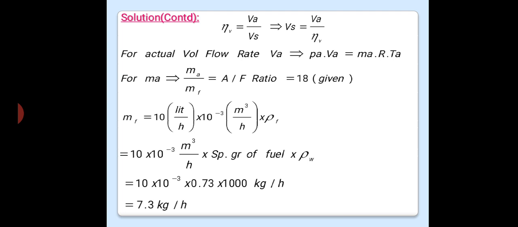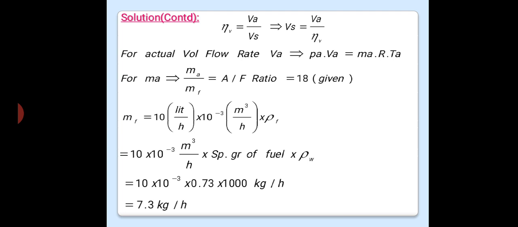Now for calculating mass of air, they have given the air fuel ratio, and we have to calculate mass of fuel consumed. Once you know the mass of fuel consumed, you can substitute the mass of fuel consumed and air fuel ratio, and you can calculate the mass of air. Now first we have to calculate mass of fuel consumed. They have given in liter per hour. So you have to convert this to mass of fuel consumed in kg per hour.